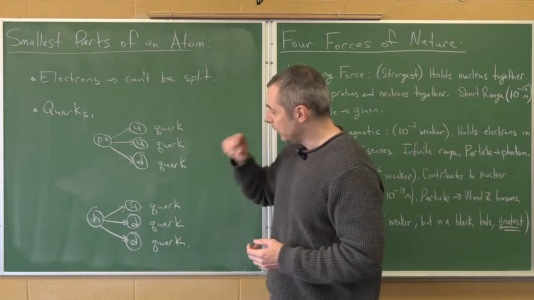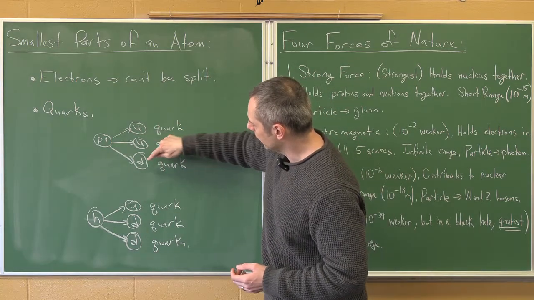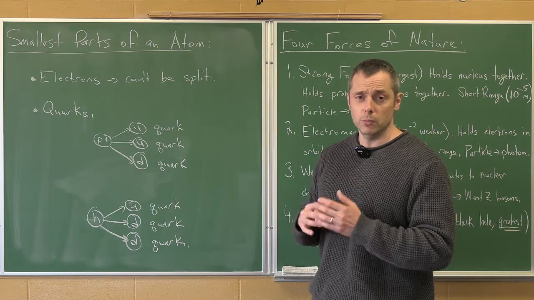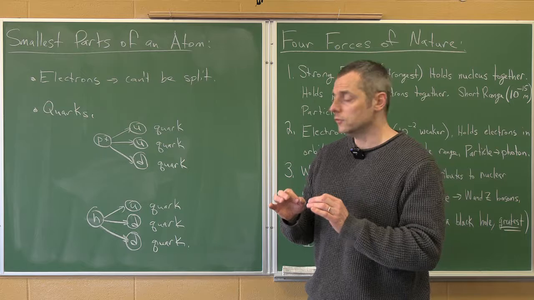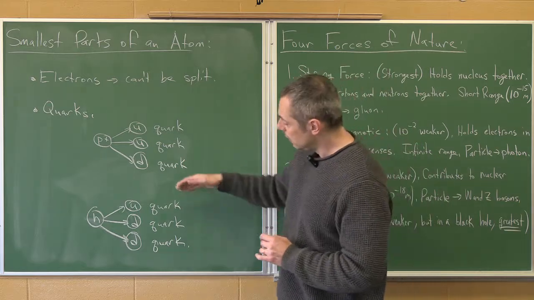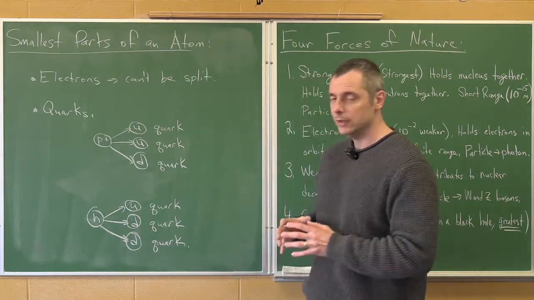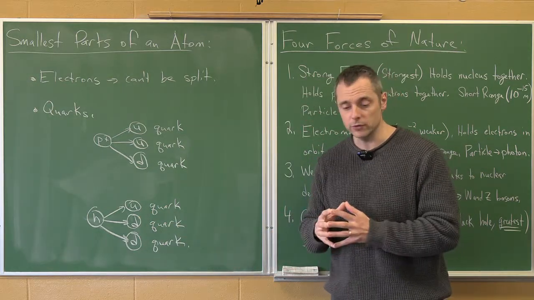A proton breaks into 3 pieces. This is an up quark, and down quark. Just jot those down for now. I'll explain more what those are. A neutron breaks into 3 pieces, also 3 quarks: an up quark, and then a down quark, down quark. So those are the compositions of the protons and the neutrons.